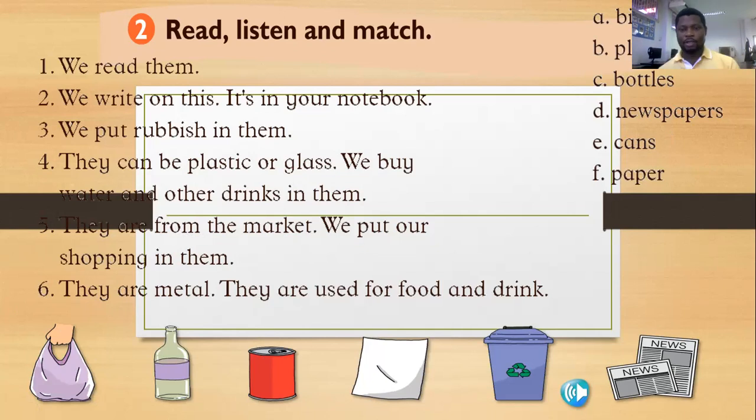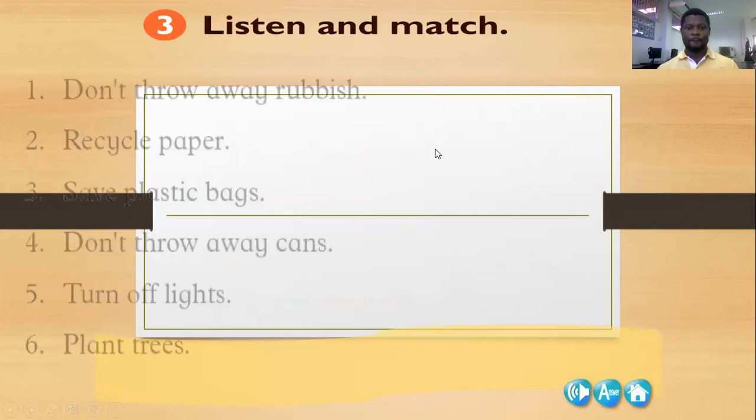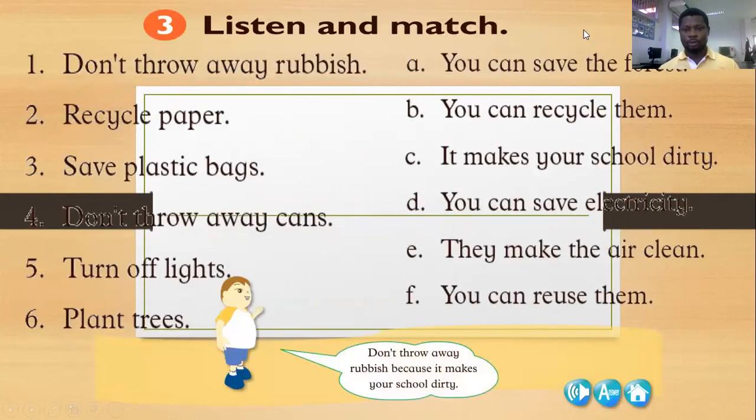Make sure you go through it as many times as possible to be acquainted with it and have a comprehensive knowledge on what it is all about. All right. With that, we'll move to our next slide. In this slide, we are going to listen and match. So we have: don't throw away rubbish. Recycle paper. Save plastic bags. Don't throw away cans. Turn off lights. Plant trees.